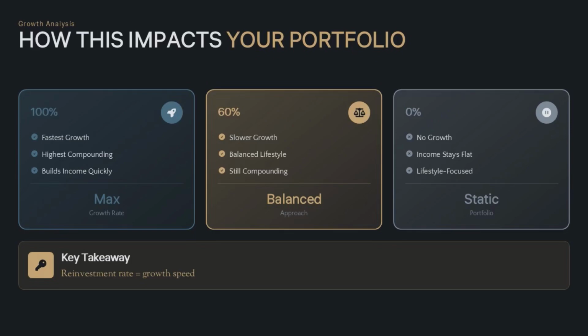So in summary, how does this impact your portfolio? Well, if you're reinvesting 100% of it, you're going to see the fastest growth, highest compounding, and your income will build quickly. With 60%, it's going to be slower growth. It's a more balanced lifestyle, but you're still compounding and your portfolio is still growing. And then at 0%, you're just spending all of your distributions. You're not going to get any growth. Your income will stay flat and it's more lifestyle focused.